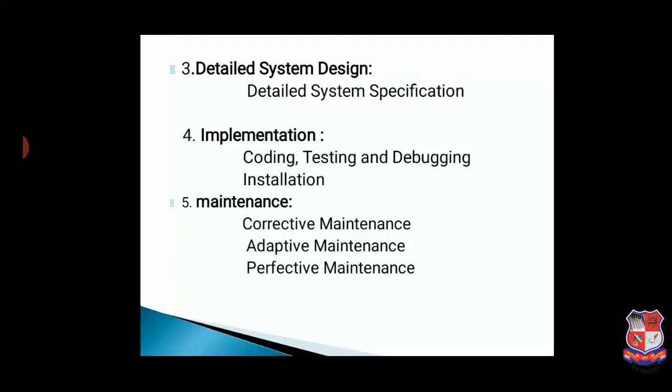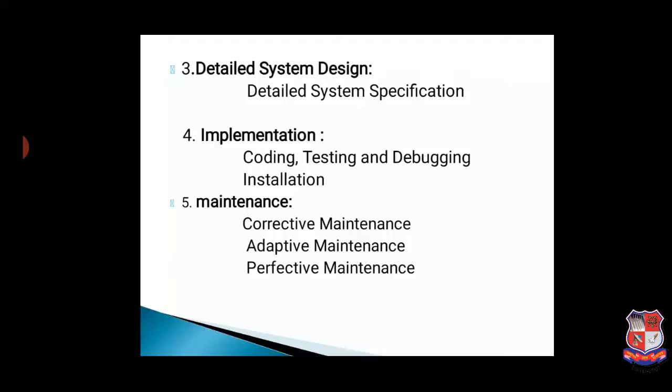Now next one is maintenance. What is maintenance here? Maintenance means the system is always operational and being updated to accommodate changes. There are 3 types of maintenance. Let me show the figure. Corrective maintenance, adaptive maintenance and perfective maintenance. Now let's introduce them one by one. First one is corrective maintenance. What is corrective maintenance?